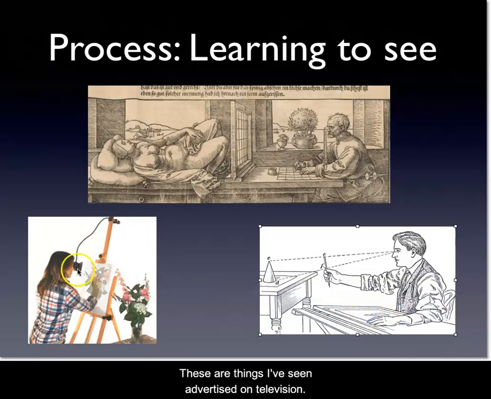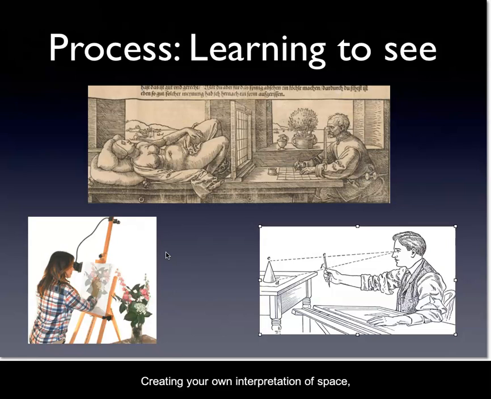These are things I've seen advertised on television, which is a sighting tool that allows you to see this at the same time as this. And basically it's doing what this does up here, but in a more technological format. So these are tools and aids to help you to see. The idea is that you're conceptualizing space, that you're creating your own interpretation of space, volume, light, and shadow. And these are your own creations. They're not going to be aided by a camera, and they're not going to be aided by other devices other than you training your mind to see.